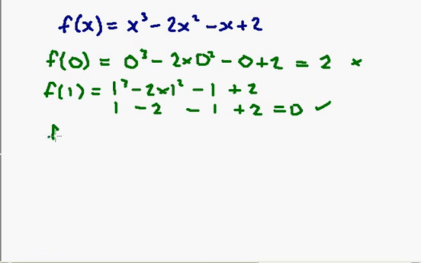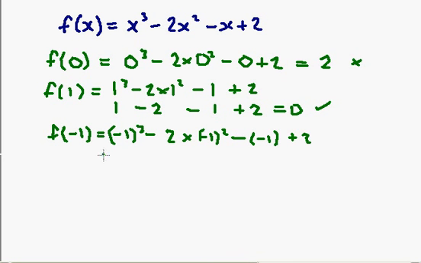Let's now try f of minus 1. Okay, so I have minus 1 cubed, take away 2 times minus 1 squared, take away minus 1 plus 2. Minus 1 cubed is minus 1, minus 1 squared is 1, so that's minus 2, take away minus 1 is plus 1, and I've got the plus 2 on the end, and that's 0. So x is minus 1 is also a solution.